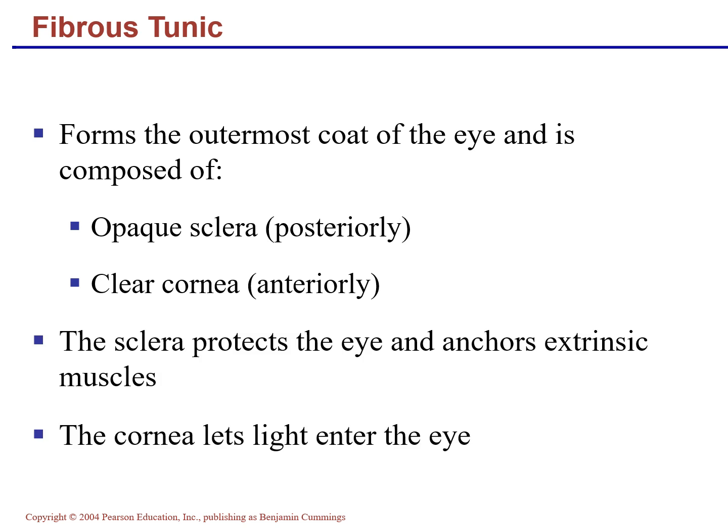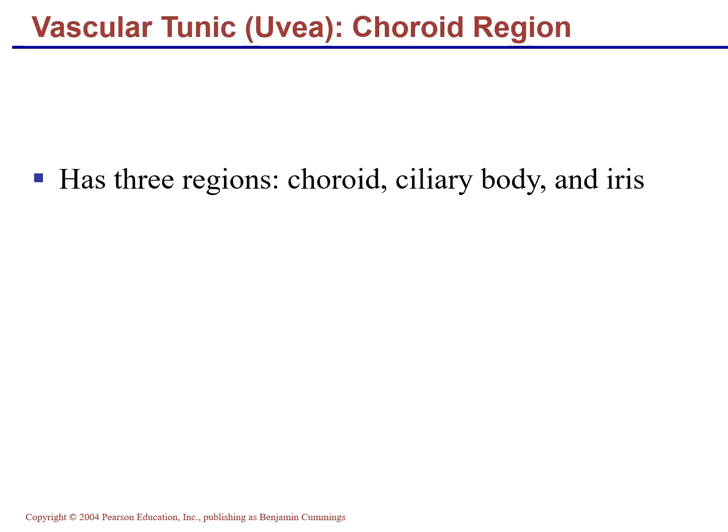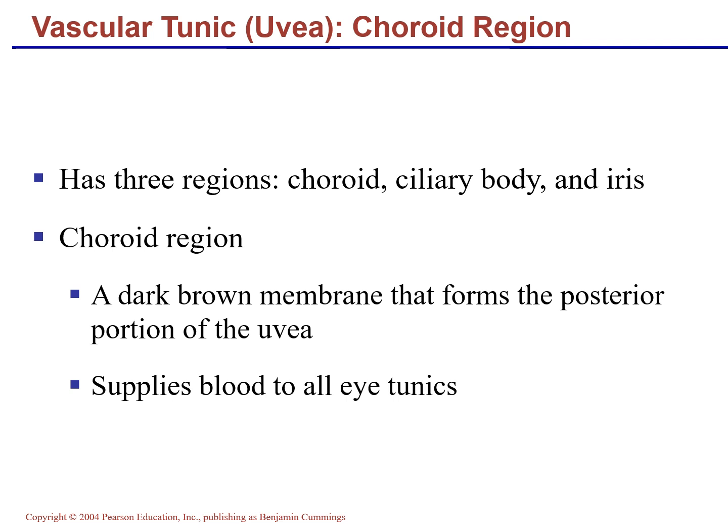The fibrous tunic is the sclera, the whites of the eye, and that clear cornea. It's all about protecting the eye. And the cornea, of course, lets light into the eye. The vascular tunic has three regions: choroid, ciliary body, and iris. Because it has three regions, hint, you should know that it has multiple functions. Hint, you might want to know that, hint, for the test, hint, if we're hinting at things.